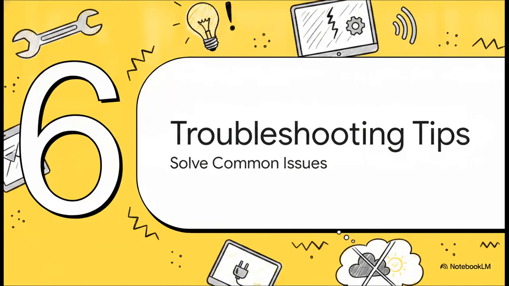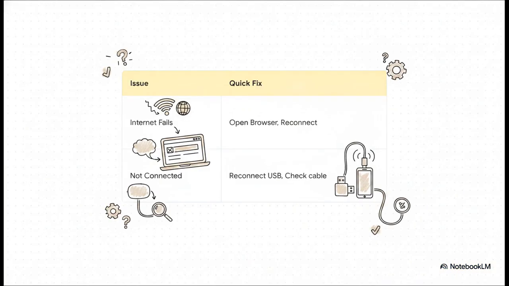And finally, Section 6, troubleshooting tips to solve common issues. Look, tech hiccups happen, so if you run into an issue, don't panic. If your internet connection fails, like the Wi-Fi says it's connected but nothing's loading, just pop open the web browser and try to load any generic website to test it. If it's a no-go, try reconnecting your Wi-Fi or even tethering to your phone's hotspot.